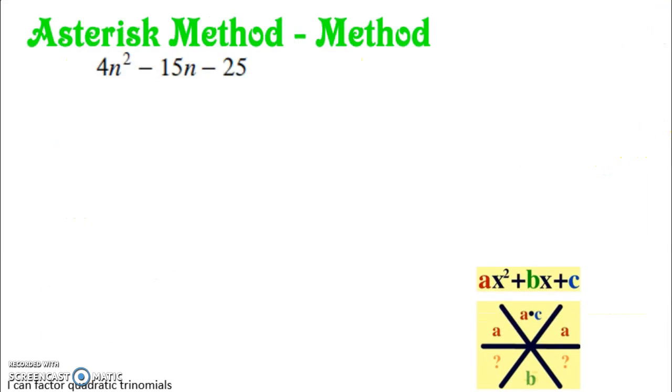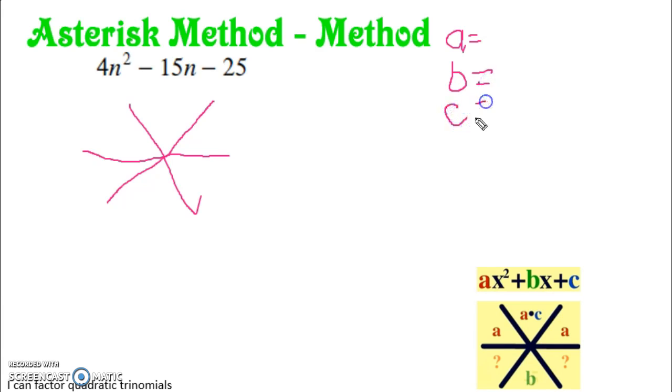Here's our quadratic: 4n squared minus 15n minus 25. So let's go ahead and draw our asterisk. And you can always use the asterisk method. You need to find your A and your B and your C. So you can see that your A is 4. Your B is negative 15. Do not forget your signs. And your C is negative 25.